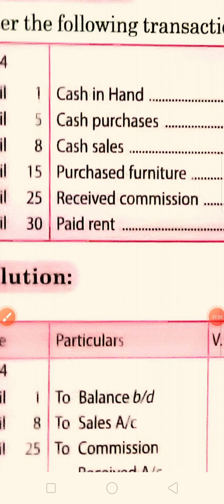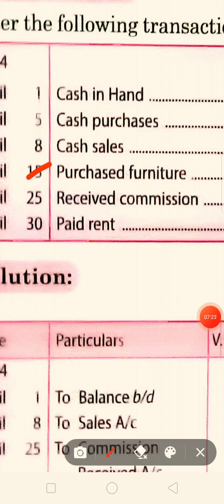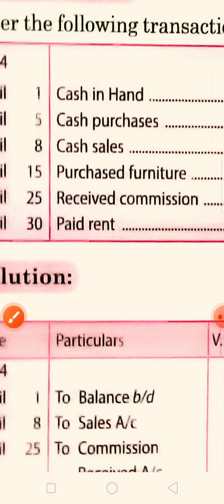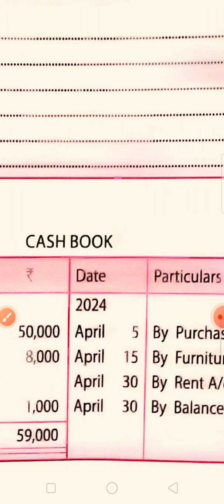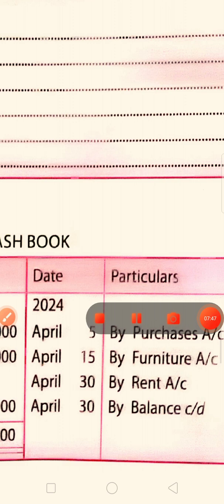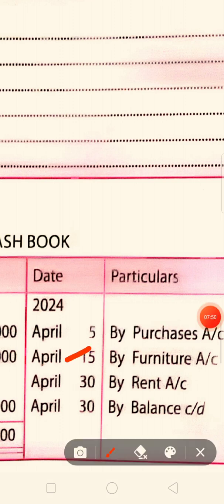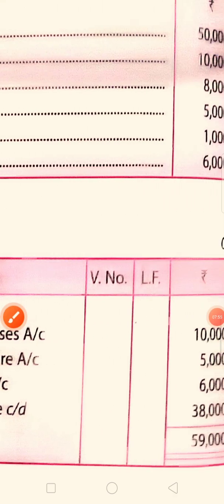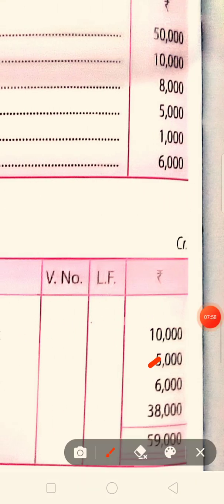Now another point, the date is 15th April. Purchased furniture. At present we are purchasing furniture. Definitely, if we purchase the furniture, because of the purchase cash will move out of the business. So this transaction we will write on the buy side, the credit side, my dear student. Now you can check very easily: we come to the buy side, the date is 15th April, by furniture, and in the amount column we will write 5,000, my dear student.